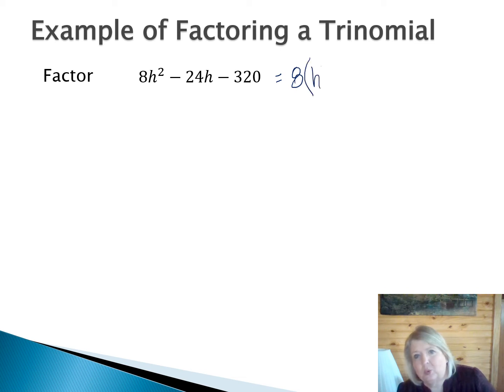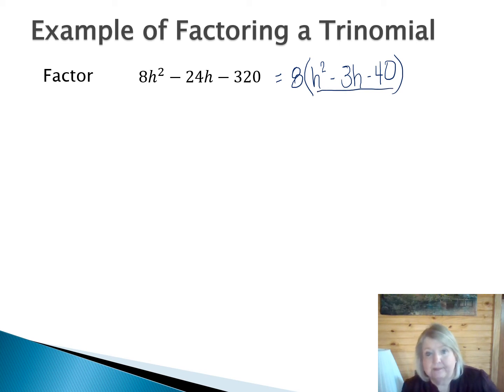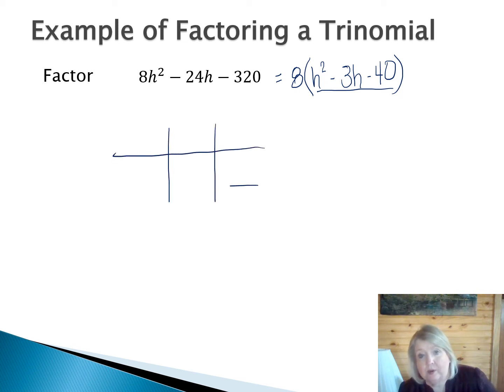That leaves me with 1h squared. I like that a whole lot better. Minus 3h minus 40. Now I'm going to factor the trinomial and put the 8 on my answer. Okay, so when I do my tic-tac-toe board, if you leave that 8 in there, there's more than one way for tic-tac-toe to work, and that just gets confusing. So get that common factor out first.